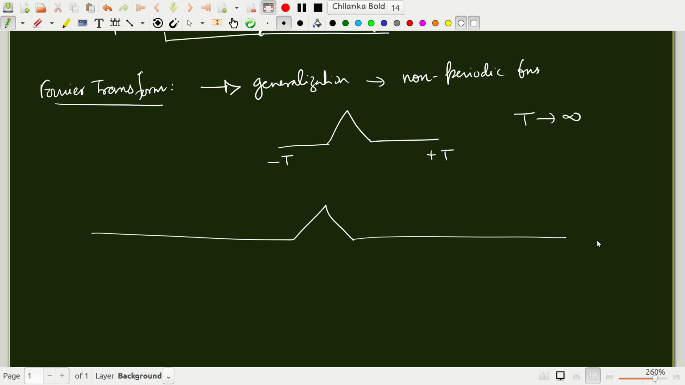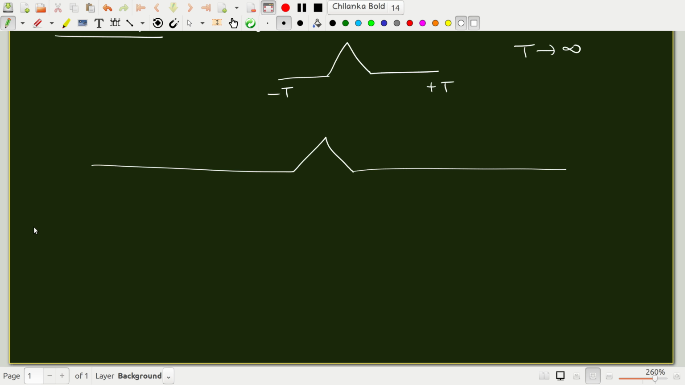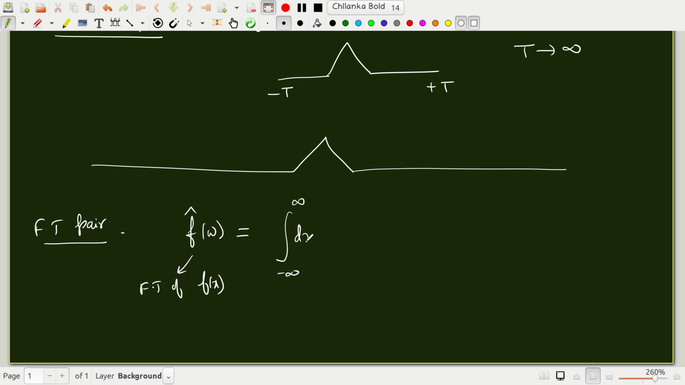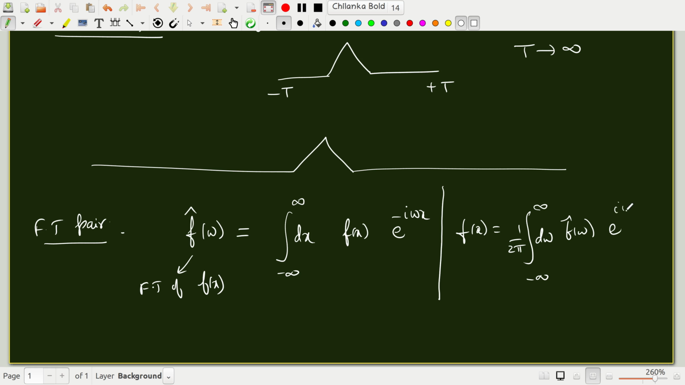So the Fourier transform is defined in terms of a pair of equations, which is called a Fourier transform pair. Suppose I know what is f of x. F hat of omega is called the Fourier transform of f of x. This is the Fourier transform of f of x, which is the integral from minus infinity to infinity dx f of x e to the minus I omega x. And similarly, the inverse transform f of x is 1 over 2 pi times the integral from minus infinity to infinity d omega f hat of omega e to the plus I omega x.